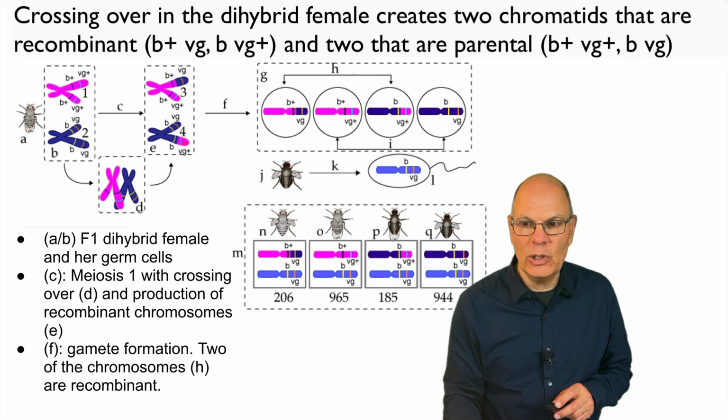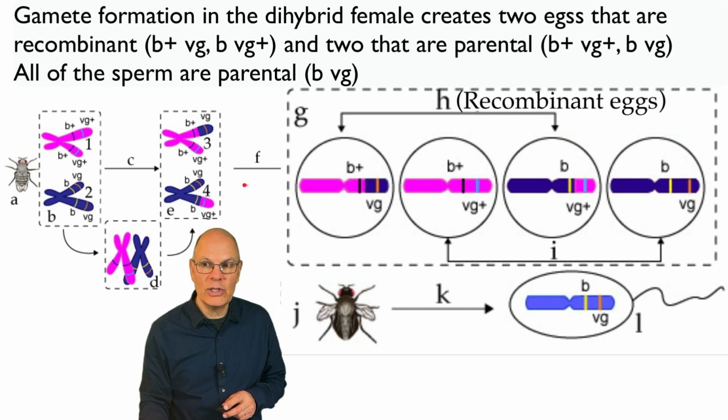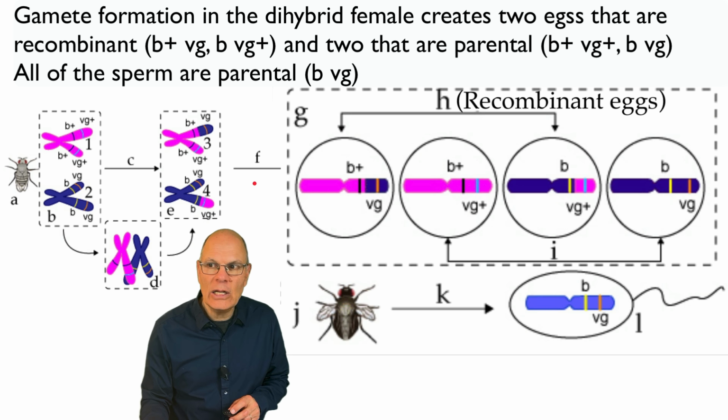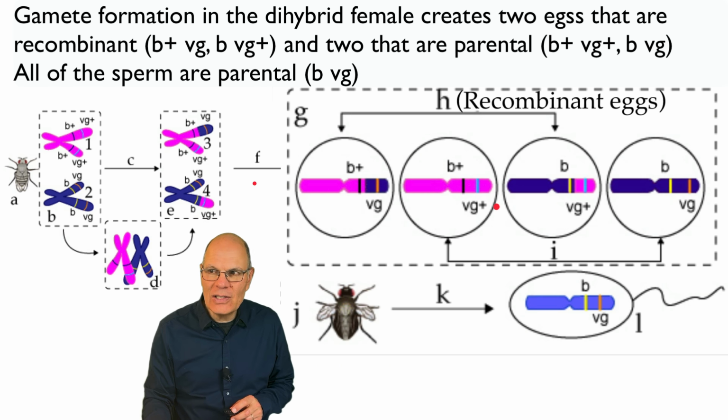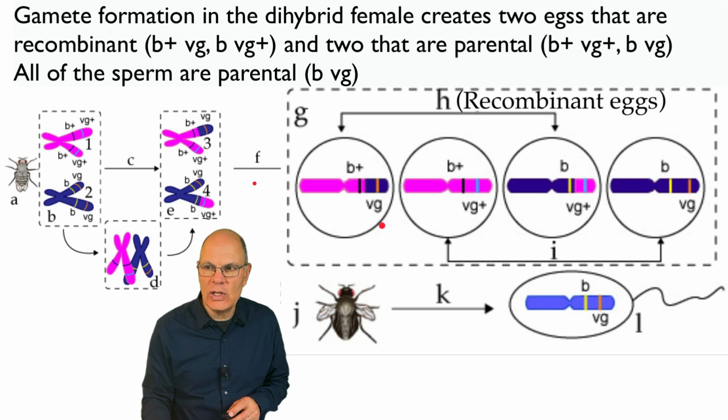Now we're going to complete meiosis. We're going to go through gamete formation. And when we do that, note that of the eggs that the female produces, two of them, at letter H, are recombinant.